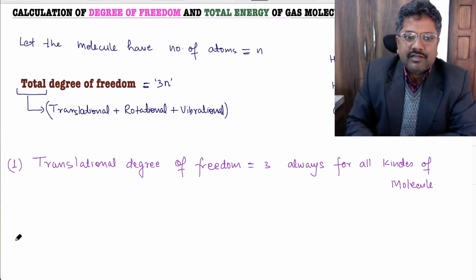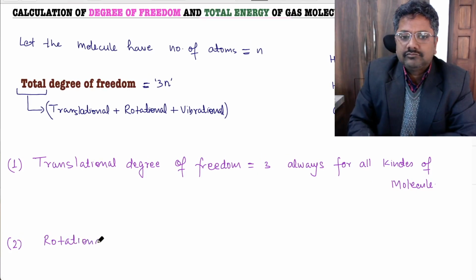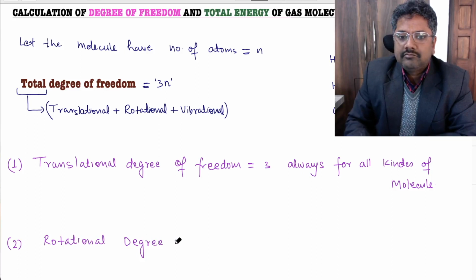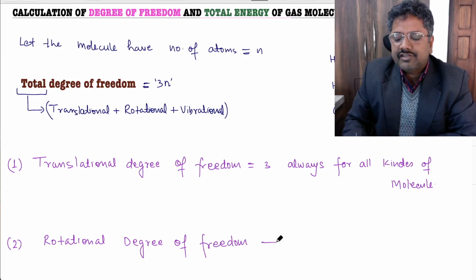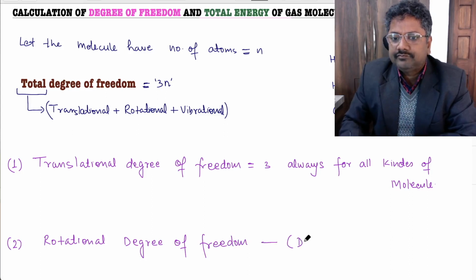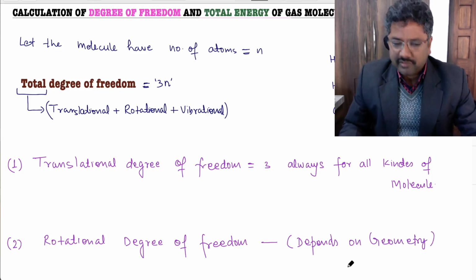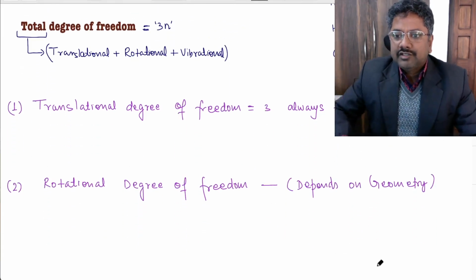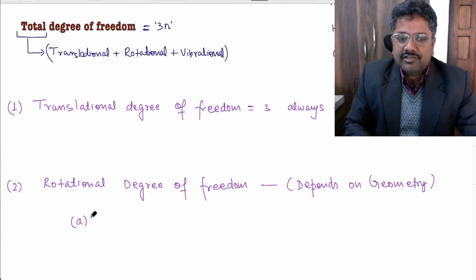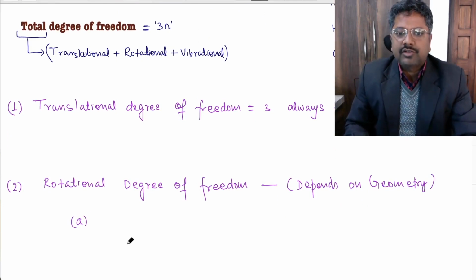Second is rotational degree of freedom. Rotational degree of freedom depends on the geometry of the molecule. So already all of you have gone through chemical bonding, so all of you know what kinds of geometry. So here only two kinds of geometry are considered for this rotational degree of freedom.